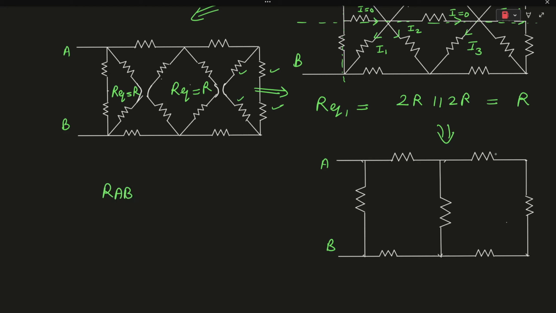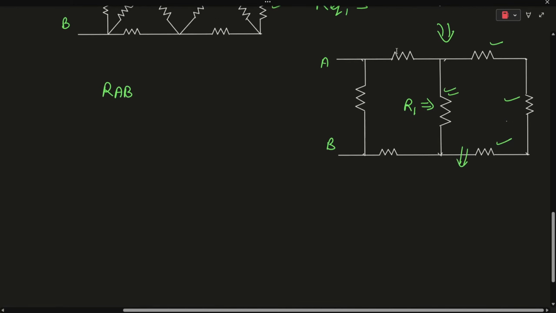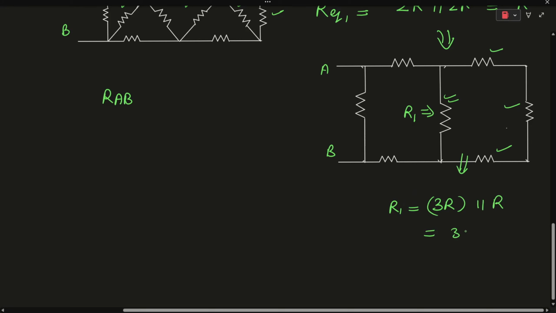As you can see, these three resistors are connected in series and their combination is connected in parallel with this particular resistor R. So let's say this particular resistance R1 will be equal to 3R in parallel with R. So that will be 3R over 4.